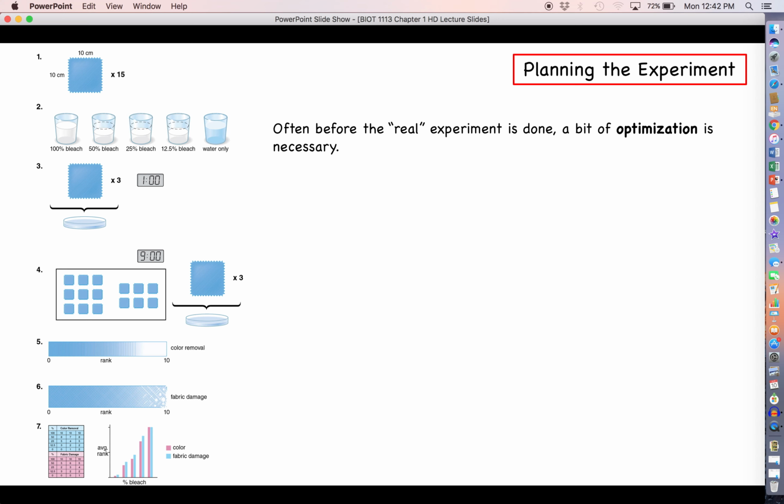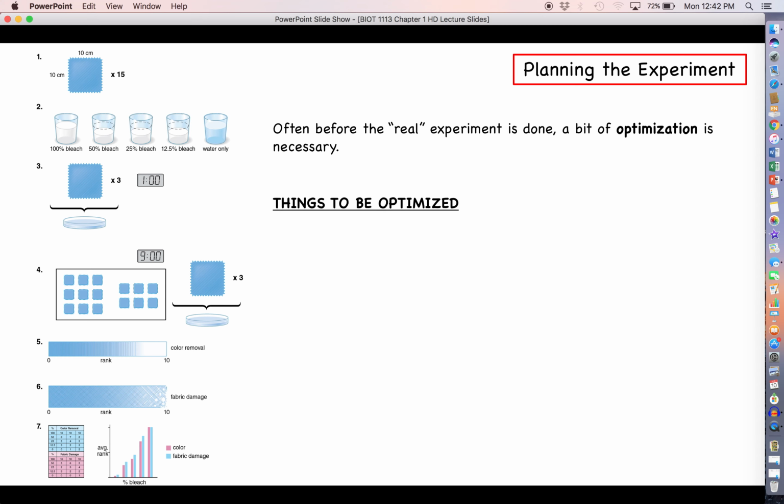So often before the real experiment is done, now that we have our different concentrations of bleach, sometimes a little bit of further optimization may be necessary. You don't necessarily want to just launch right into your experiment. You maybe want to stack the deck a little bit more in your favor.